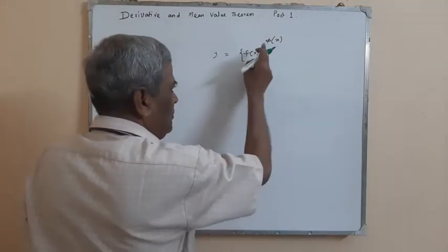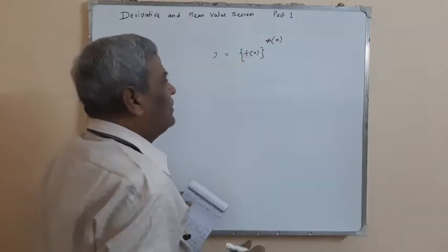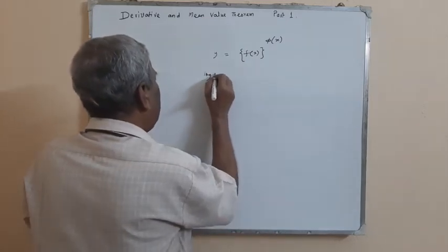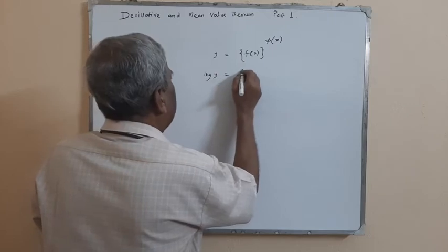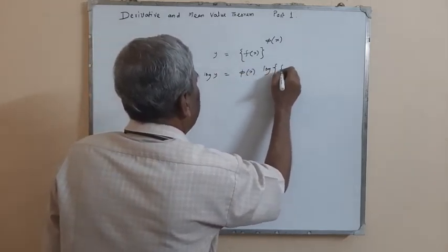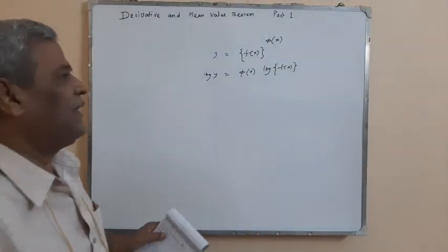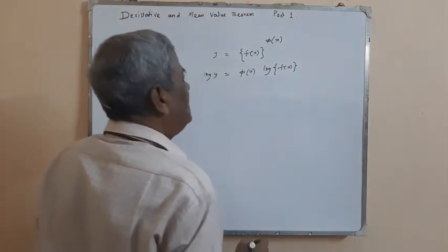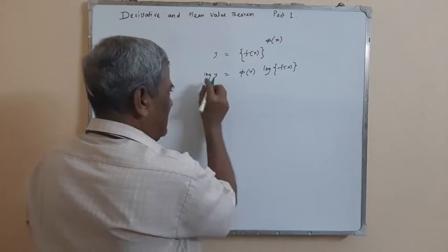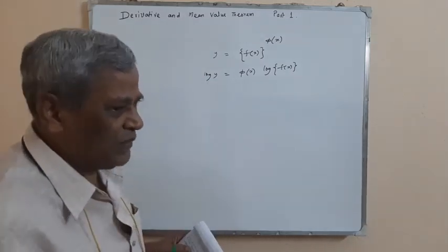For that purpose, we have to first bring that function phi x here. For that purpose, take log. So log y is equal to phi x log of f x. From there, we can differentiate both sides with respect to x. Derivative of log y with respect to y is 1 by y.